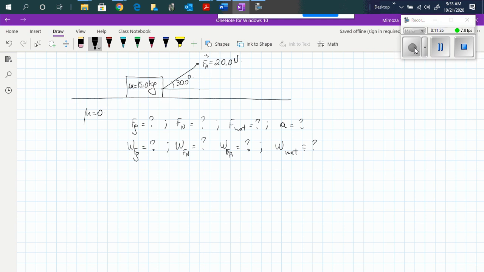Now, since we are looking for forces, what we do is draw the free body diagram. We start with the force of gravity, that is 147.15 newtons. We have a horizontal surface, and perpendicular to the surface we have a force normal, that is this way. And then we have a force applied that is in this direction at 30 degrees.